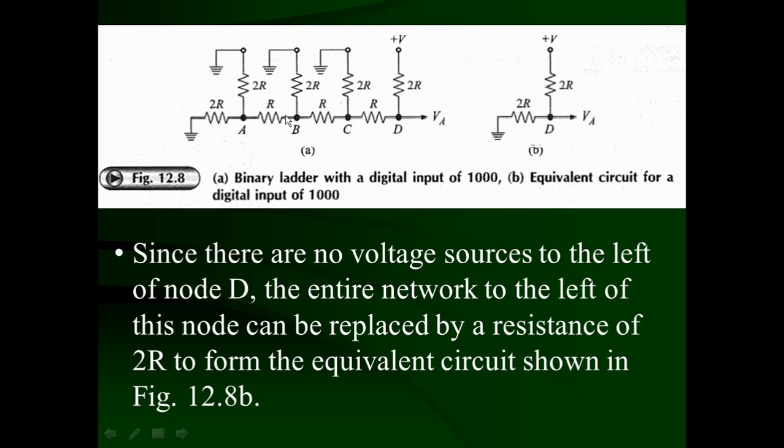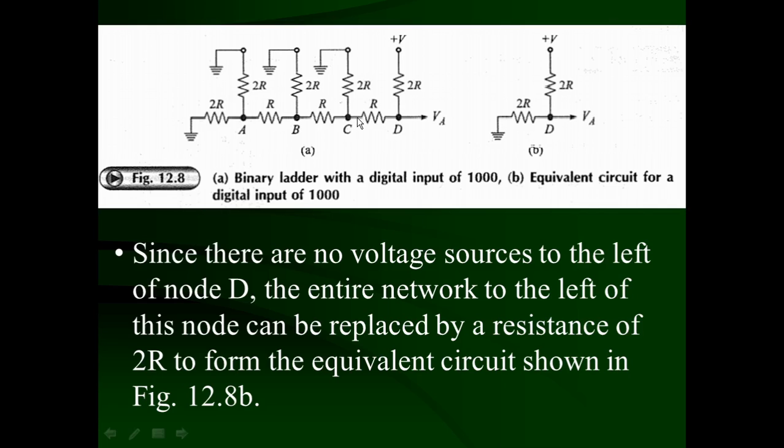Like this. You can see that this is the binary ladder network. This is the MSB where 1 is there. That means the digital voltage source of plus V is connected over here. The rest of the inputs are 000, so they are grounded. Now, with respect to the nodal point C, toward this side, the equivalent resistance is going to be R.